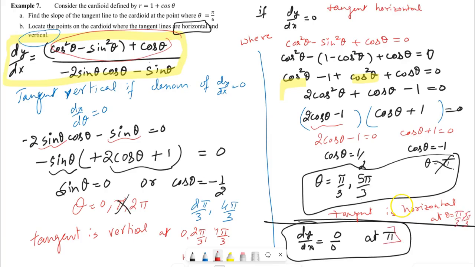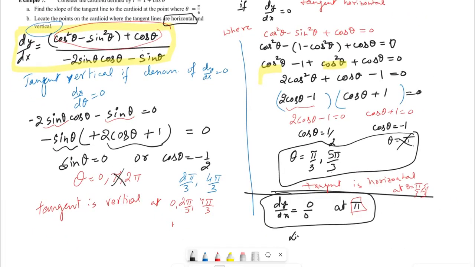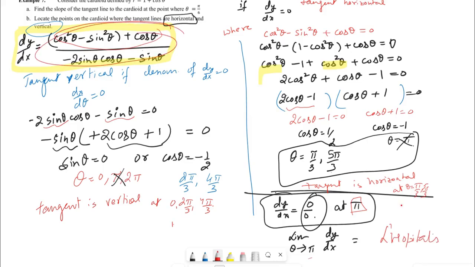Okay, at pi though, we will have to separately check the limit of theta approaching pi of dy by dx. Because it's 0 by 0 format, that's called indeterminate format. This can be done using L'Hopital's rule. I'm not going much into the details of that. But if you use L'Hopital's rule to find the limit of this function as theta approaches pi, that is 0. Therefore, there does come to be a horizontal tangent at theta equal to pi also.